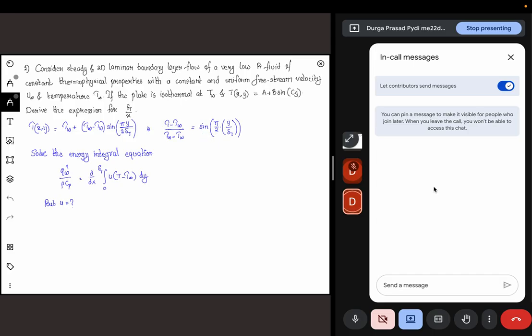Now I have to solve the energy integral equation. The question now is, what is the velocity profile that you will use here? So I need to find u, but what will be the velocity profile that I have to use here? Okay, you want to try the cubic profile?